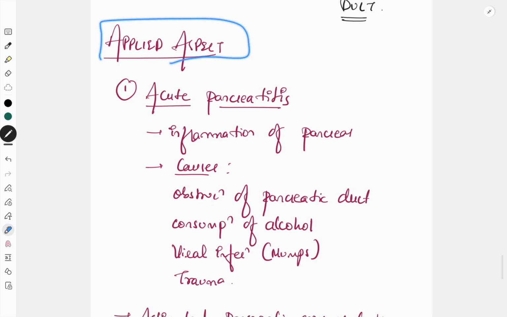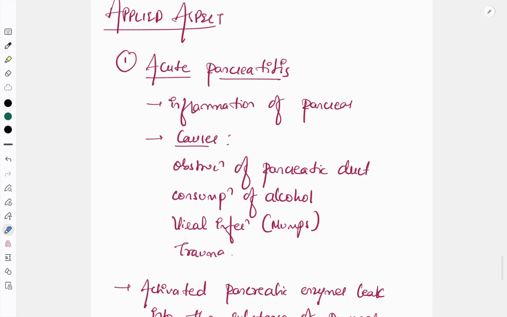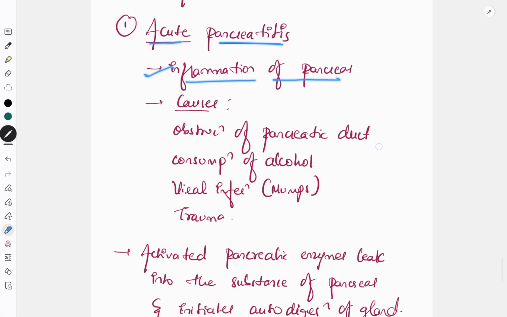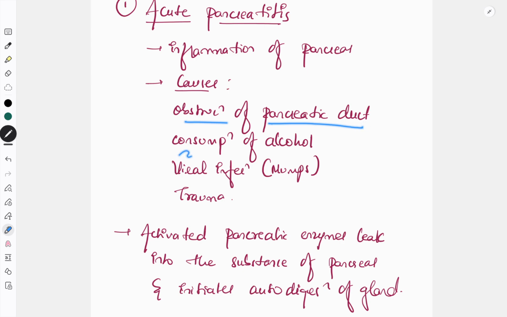So the applied aspect is very, very important, because we are learning about anatomy so that we can apply it in real life in patients. When you go to hospitals, like from next year you will start going to hospitals, you will realize how many cases of acute pancreatitis you will see. So that is why knowing the anatomy of the pancreas is very important. Acute pancreatitis is nothing but the inflammation of the pancreas. It is mainly caused by obstruction of the pancreatic duct, or by consumption of alcohol. You will see a lot of cases in hospital who come with acute pancreatitis and consume a lot of alcohol. So consumption of alcohol is one of the causes. Obstruction of the pancreatic duct, viral infection like mumps, as well as trauma can also lead to acute pancreatitis.